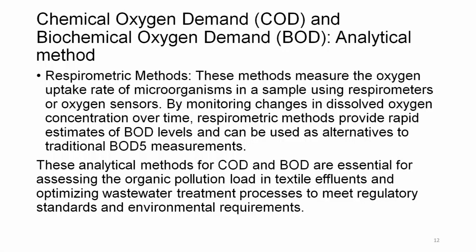Respirometer method. These methods measure the oxygen uptake rate of microorganisms in a sample using a respirometer or oxygen sensor, by monitoring changes in dissolved oxygen concentration over time. Respirometric methods provide rapid estimates of BOD levels and can be used as an alternative for traditional BOD5 measurements. So, there are other types of methods apart from BOD5, BOD7, BOD20.